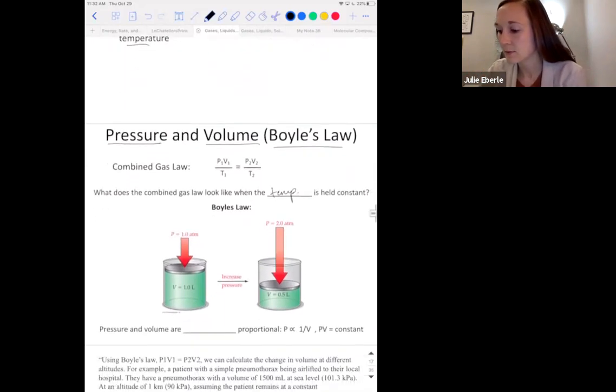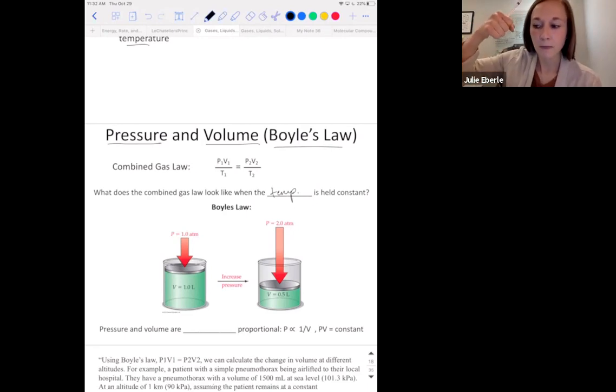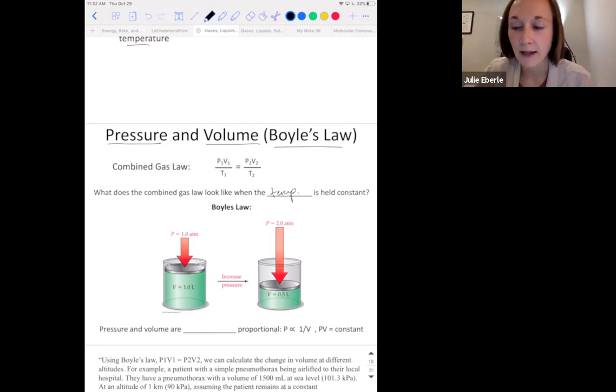So here is Boyle's law. I love pictures. I'm a visual person. So these are right from your textbook, and they really do help me understand it. If you have a container with a movable lid, like a plunger, you could push down on it or you could lift up on it. That's what we're pretending this container is. And the green stuff inside is our gas.